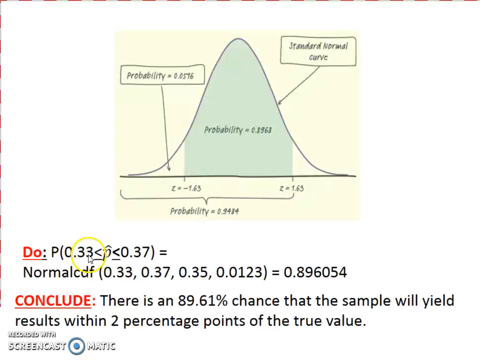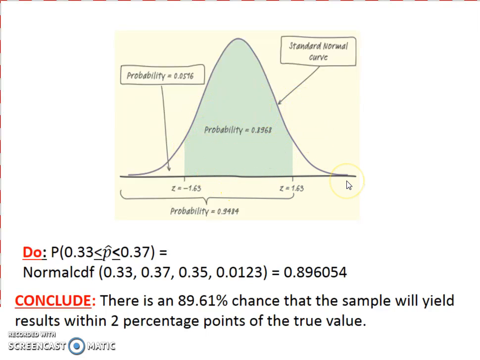We want to know the probability between these 2 values. So we can use our calculator and do normal CDF. If you weren't a huge fan of normal CDF, you could do it the old school way and actually calculate the z-scores for each value. So I would have done, for example, 0.37 minus 0.35 divided by my standard deviation to get this z-score. Same thing for 0.33, get my z-scores here. Then I would look them up in my table, subtract the 2 values to find the value in between.